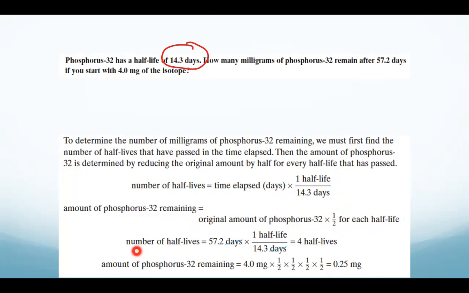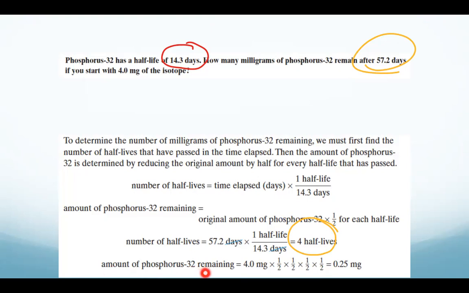So then we do the calculations. For the number of half-lives, we've got 57.2 days, which is the time that they gave us in the question. We multiply that by the conversion factor of 1 half-life for every 14.3 days, as per the data given in the question. So we calculate, and that's covering the answer. That's calculating how many half-lives have occurred over the amount of time given.